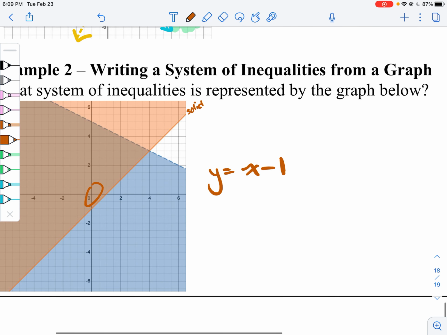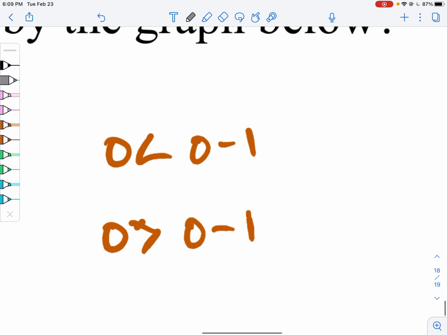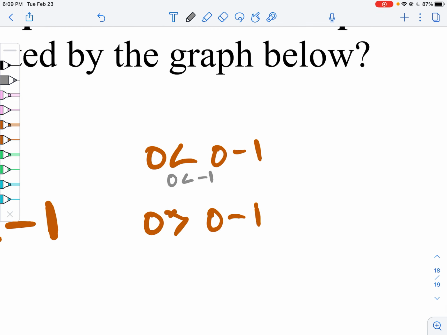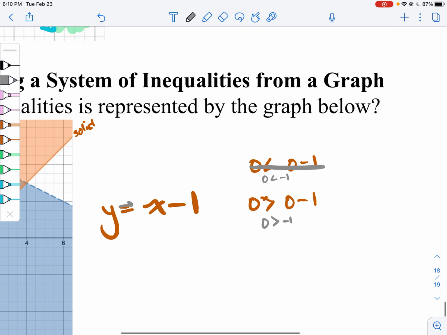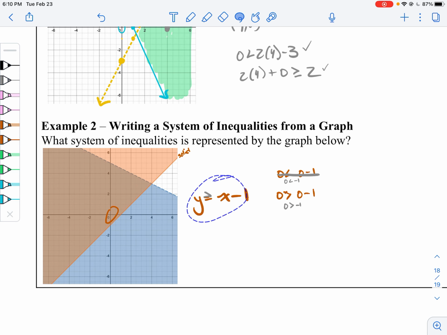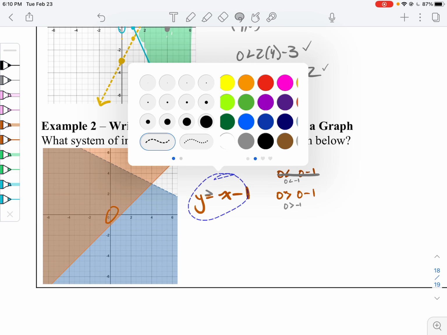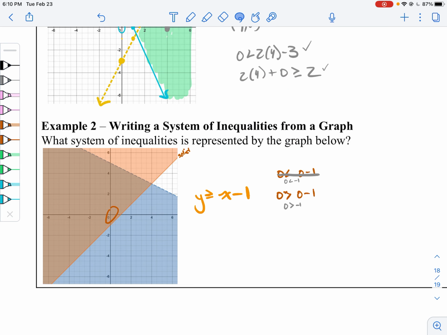So let's use a test point. Let's use 0, 0 as our check. We're going to say, okay, is 0 less than 0 minus 1, or is 0 greater than 0 minus 1? Well, 0 is not less than negative 1. 0 is greater than negative 1. So we don't want a less than. This needs to be a greater than or equal to. So the inequality that we need, in orange, is y is greater than or equal to x minus 1. That was our orange guy.